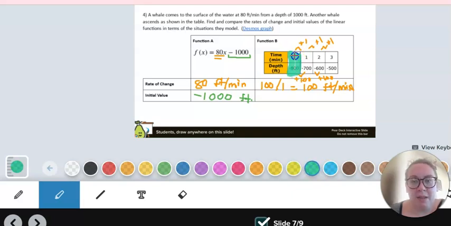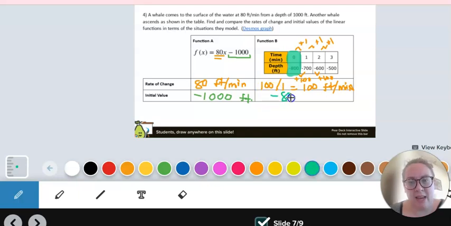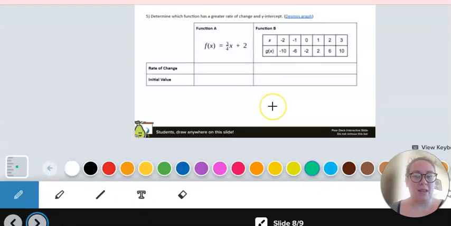And when x is 0, we see our depth at negative 800 feet. So we're closer to sea level, we have a higher initial value, and our rate of change is higher and faster, more steep, for function B. Beautiful. Last one here, slide 8.